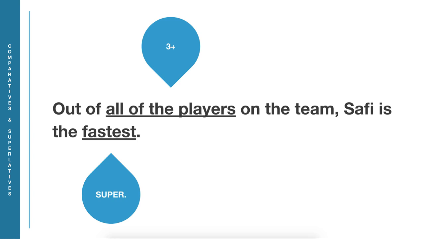So your takeaways from today. First off, a comparative is a word that compares two items in a sentence. A superlative compares three or more items. We have to use a comparative when we are only comparing two items, and we have to use a superlative when we are comparing three or more items.